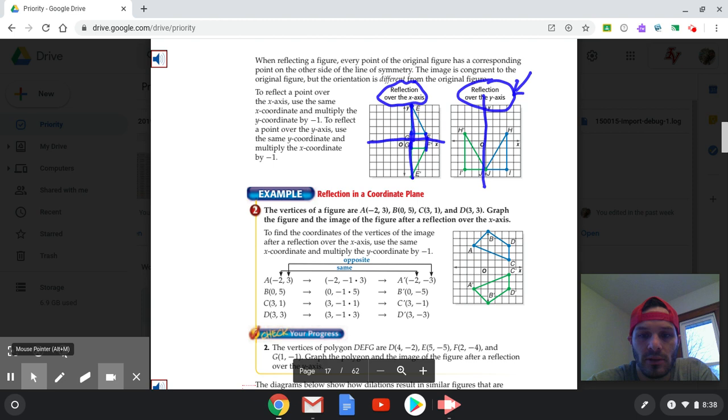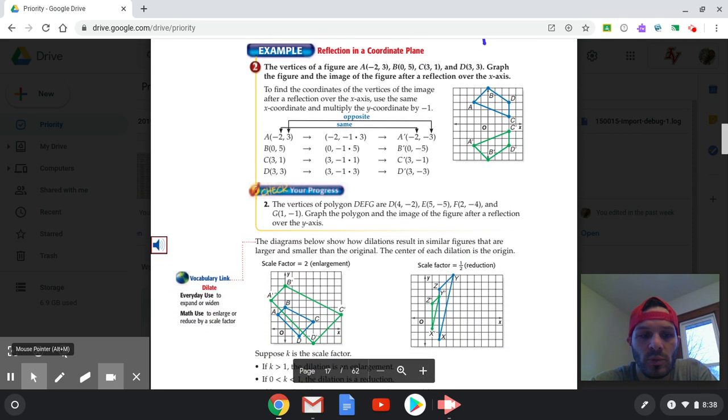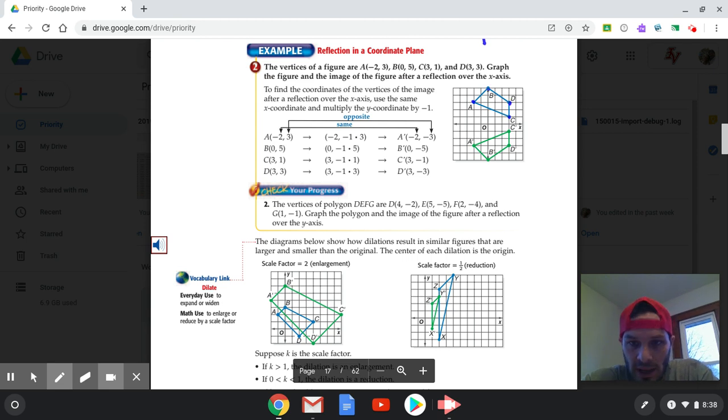All right, let's take a look at example 2. It says the vertices of a figure are -2, 3, 0, 5, 3, 1, and point D is 3, 3. Graph the figure and the image of the figure after reflection over the x-axis. And so, when it gives you all 4 points, you're going to go ahead and graph those. And then since we are flipping over the x-axis, one easy way to do this is just counting the distance away from the axis and creating that same point on the other side of the line.